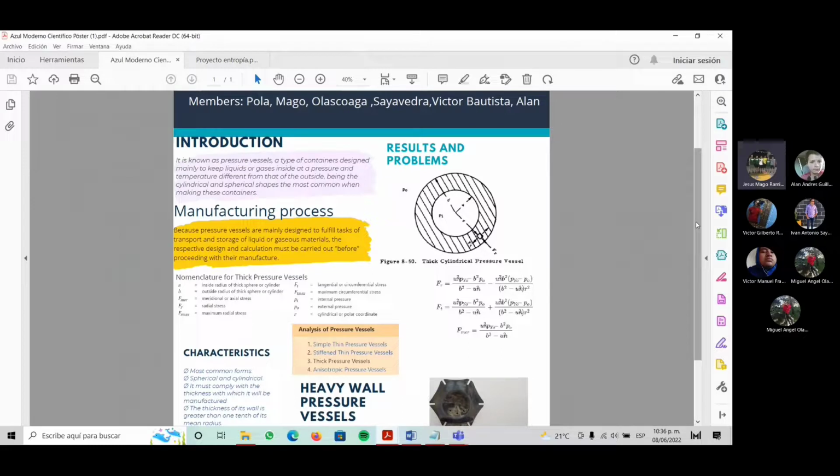Hello everyone, I will show you what the nomenclature is and the types of analysis, since the nomenclature is going to be used to design the problem, as our colleague Alan told us. Thick wall pressure vessels, as well as most pressure vessels, are made of metal sheets that have been given the necessary bend so that the cylindrical or spherical vessel shape can eventually be obtained.